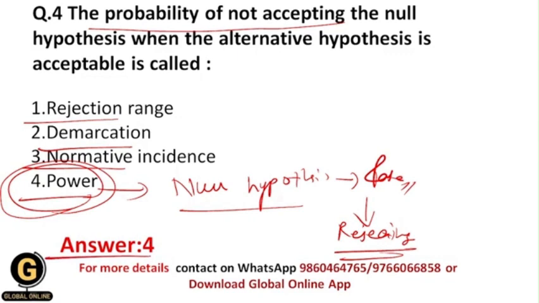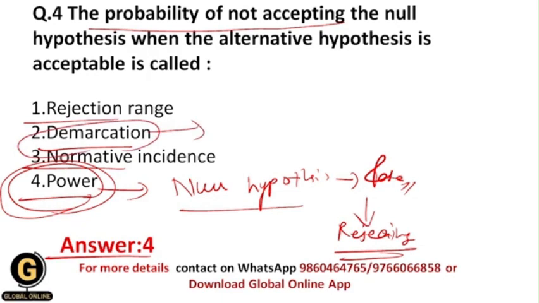That's why you can also say that power is the probability of avoiding type 2 error. There are lots of definitions for power, but in simple words you can say that power is the probability of not making type 2 error. All of you getting?